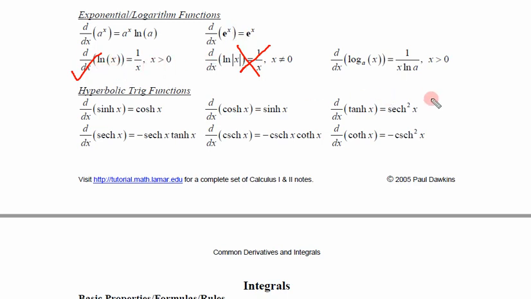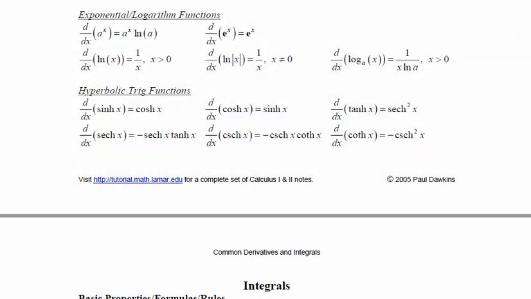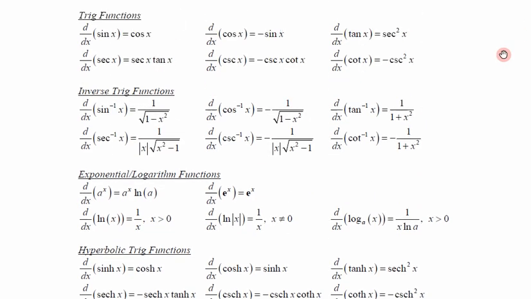So till now, 10 formulae. This is not needed. This is also not needed. Also these hyperbolic trigonometric functions are not needed. So these are the only 10 formulae needed for physics, and if any other formula is needed, we will discuss it. So let us summarize once again.